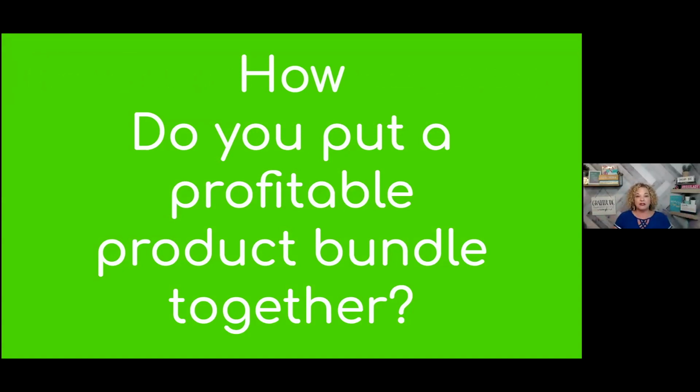So I'm just going to sit here for a second. Do you want to know how to put a profitable bundle together? If anybody wants to know, I'm just going to sit here and wait and see if you guys actually want to know. I'm going to see if you guys still live in the chat or if you're off watching something else on Netflix or whatever. Okay, I think some people want to know. All right, cool. Enough people want to know, I'll show you.